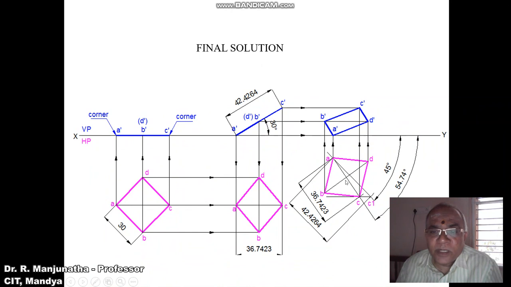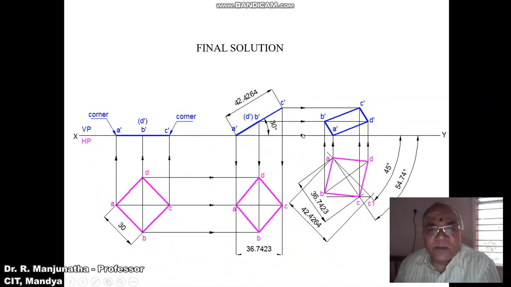From this point, you cut an arc below that line, you are going to get this point B, and from this point you take it to the top side and then cut an arc here. You mark this point as D. Then join A to B, B to C, C to D, and D to A with a dark line. Now we need to draw the front view.